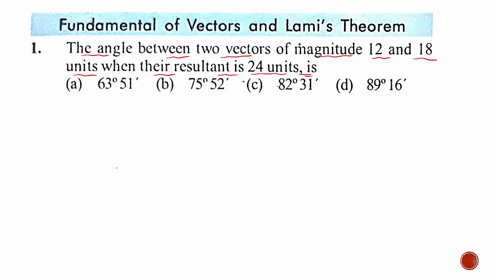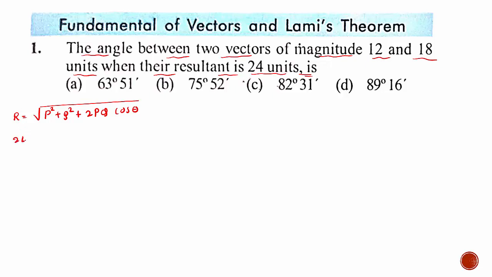Yes, we know the formula for the resultant of two vectors. I can use this equation: R equals square root of P square plus Q square plus 2PQ cos theta. This equation we already derived in the theoretical part. You can remember this is the resultant of two vectors. Here P and Q give the magnitudes of the two vectors. Let us substitute the values.